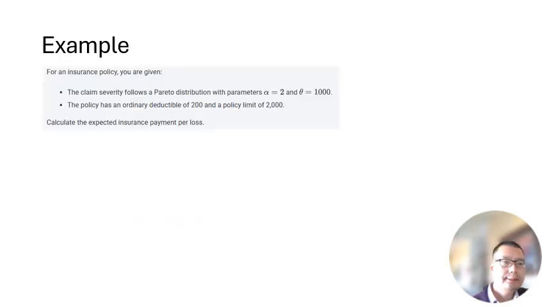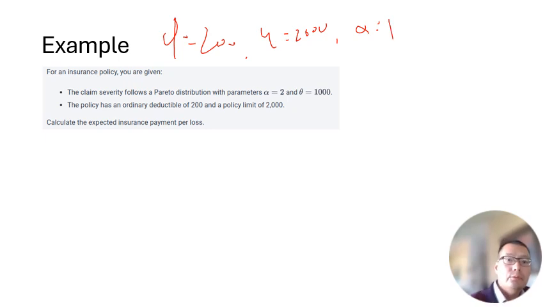Now let's look at some examples. For this example, for an insurance policy, you are given the claim severity follows the Pareto distribution with parameter alpha equal to 2 and theta equal to 1000. The policy has an ordinary deductible of 200 and a policy limit of 2000. So in this case, D is equal to 200, the deductible, U is 2000, which is the policy limit, and alpha is 1. So we don't need to worry about alpha in this problem.